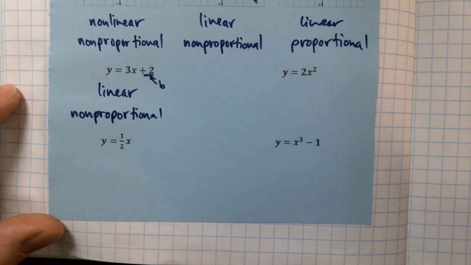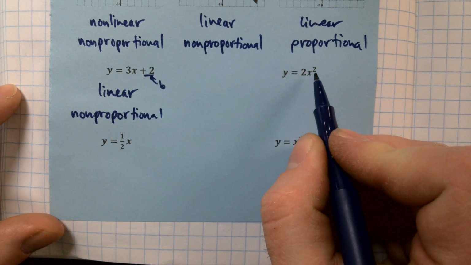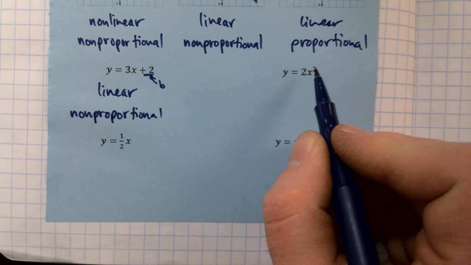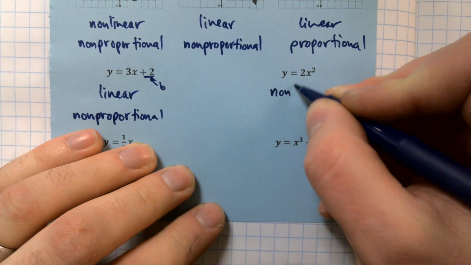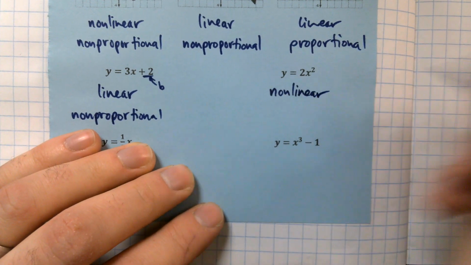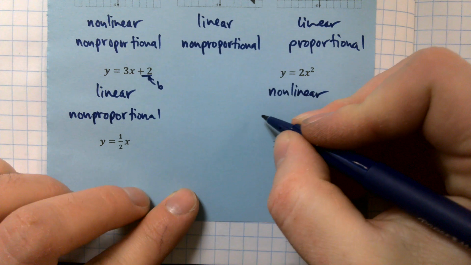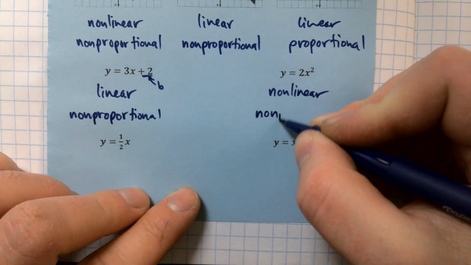So the next one, is it proportional? Well, let's see. What do you see right there on that x? Exponent. That little tiny number is an exponent. So I know it is non-linear, which means automatically, it doesn't matter if there's a b value or not, it's also what? Non-proportional.